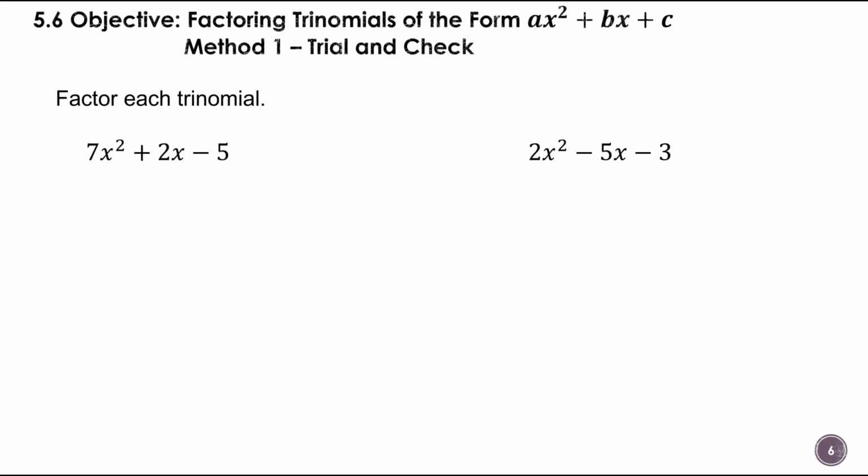This is the second video for factoring trinomials, and we are on the method trial and check. I'm suggesting that you use trial and check when your leading coefficient, in this case it's a 7, is a prime number, because there are only two numbers that would equal 7, right? 7 times 1, or 1 times 2 if you look at this next one.